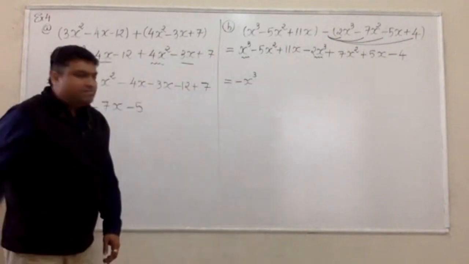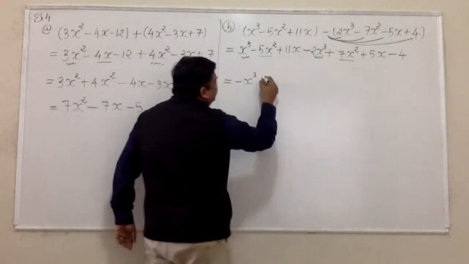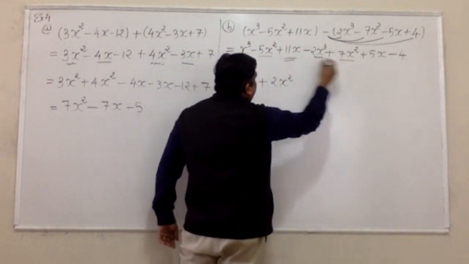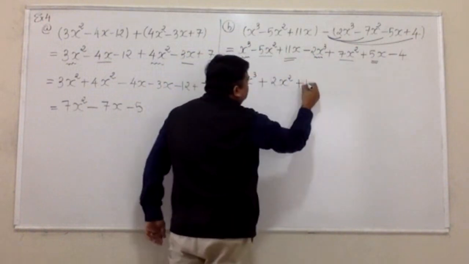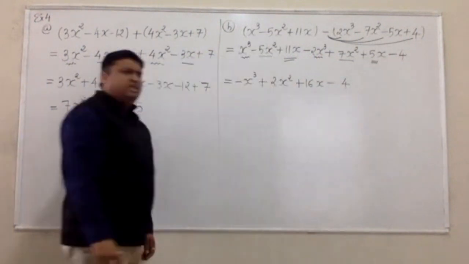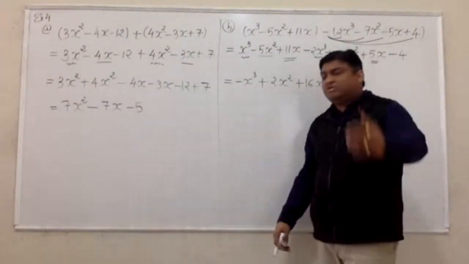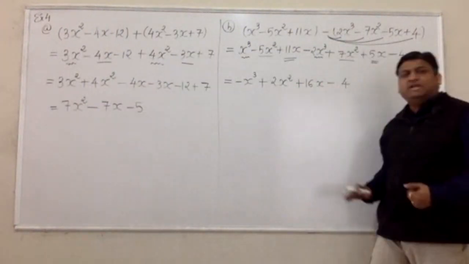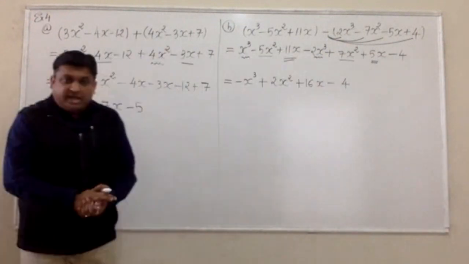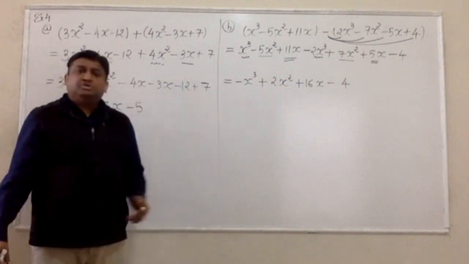That's -1x cubed. 5x squared, -5x squared plus 7x squared. That's 2x squared. And then 11x plus 5x, 16x. There is only one constant term, and that will stay. This is the sum of all unlike terms. A third degree polynomial is the final outcome of this process. We can create more fancy examples. Again, as I say, these are demonstration problems only.